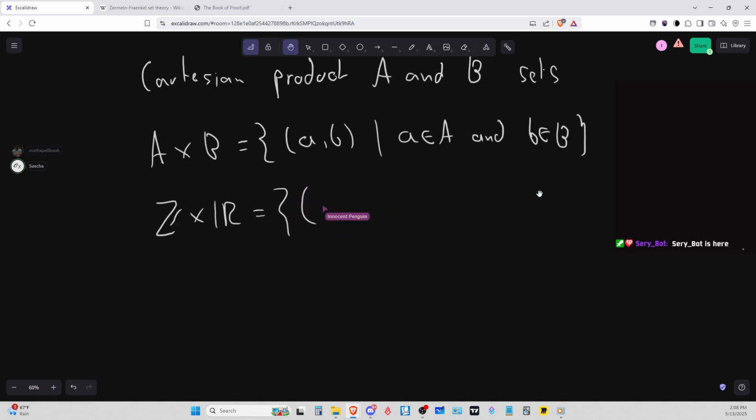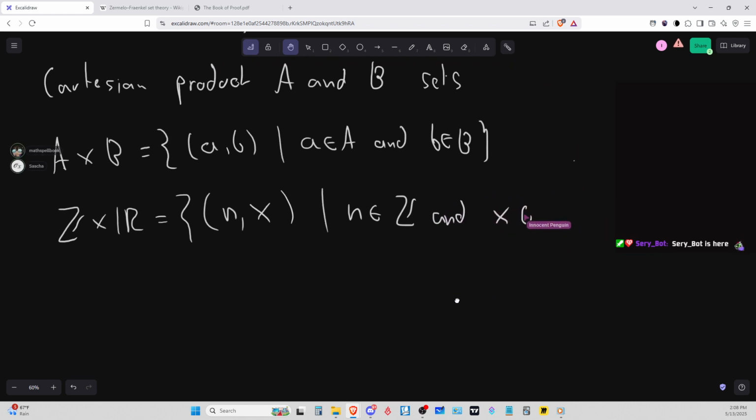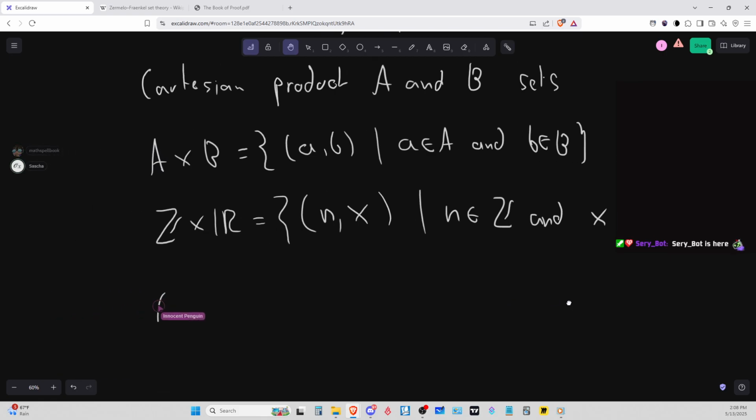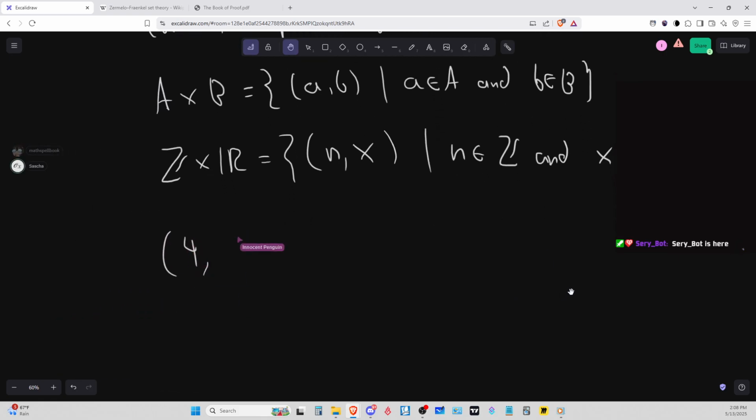It will be the ordered pairs of, maybe let's put an n for an integer and x for a real number, where n is in the integers and x is in the real numbers. So for example, the pair (4, pi) would be something that lives inside the Cartesian product of Z with R.